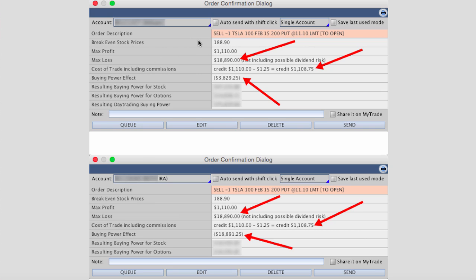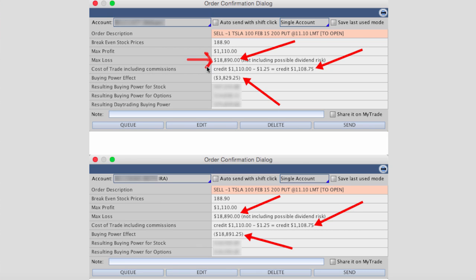Again, up in the top, this is our margin account. In this case, we just sold one Tesla 200 strike put for $11.10. So here you can see that the credit, or the max profit we receive if Tesla worked in our favor in this trade, would be $1,110. Now it's important that we notice that the max risk in this trade, if Tesla does go all the way to zero, is $18,890.